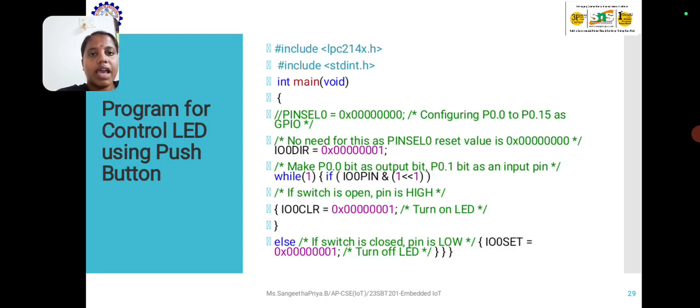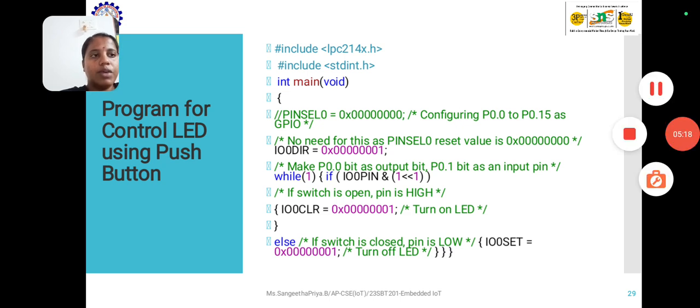And this is an example of controlling an LED using a push button. When the push button is open, the pin is in 1, and the light will be turned on. When it is low, that is, the switch is closed and the pin is low, then the LED light will be turned off.